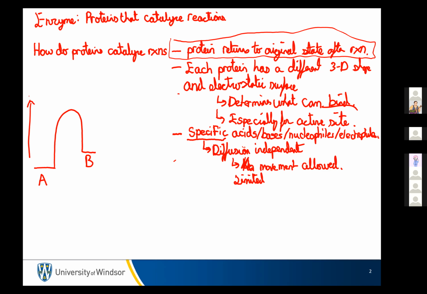Oh, energy. Different. Sorry, Roshan? Decrease the activation energy. Right. And I love how you phrase that. So that is absolutely the case. That is the activation energy.